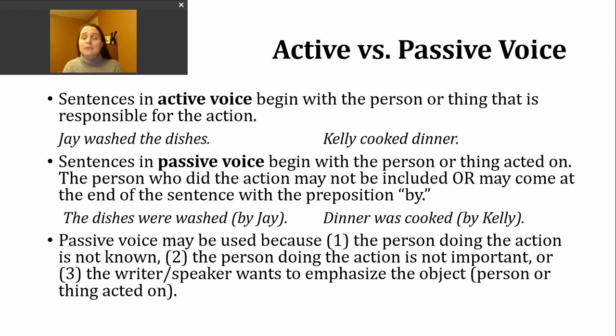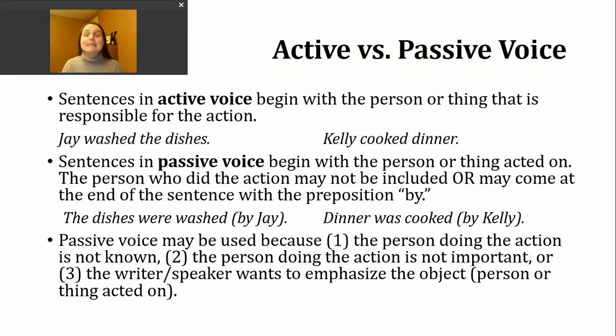So two examples of that would be Jay washed the dishes and Kelly cooked dinner. So here, the base verb, wash, or in the past tense here, washed, that is the action. And we know Jay, the name that begins the sentence, is responsible for that action. In the second sentence, Kelly is responsible for the action of cooking.